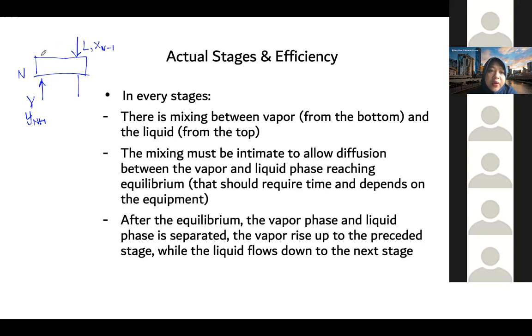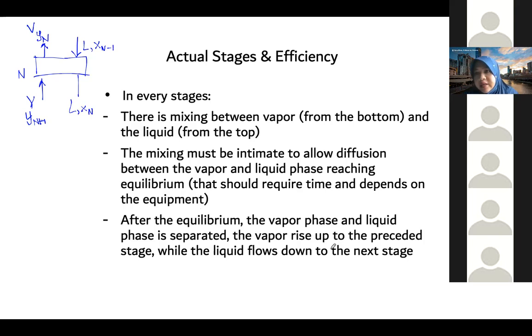And once you get the equilibrium, you want to lift the vapor with a new composition, let's say YN, and the liquid, which is XN. So after equilibrium, the vapor phase and the liquid are separated. The vapor goes up to the preceding stages, and the liquid will flow down to the next stages at the bottom.